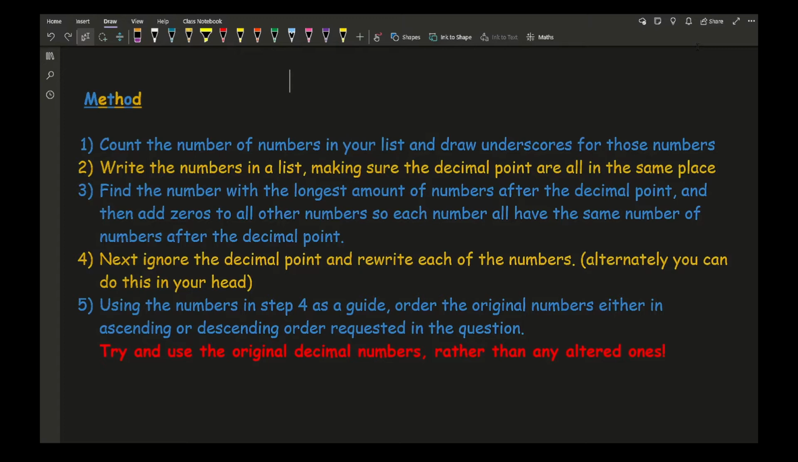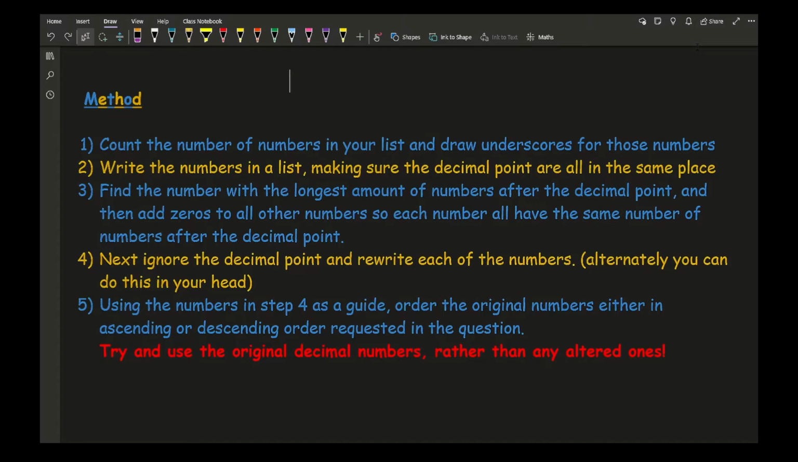The next step is to write the numbers in a list going downwards. Sometimes students find it easier to look at numbers going down rather than across, but again, it's up to your own interpretation. But it's also about making sure that the decimal point is in the same place. In a similar way to adding and subtracting decimals, you want to make sure that the decimal point is in the same position for every single number in your list. It's easier for you to read them if that is the case.